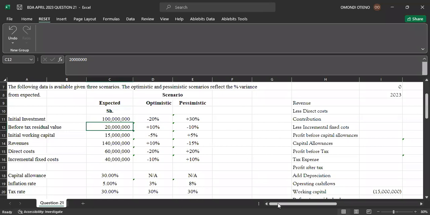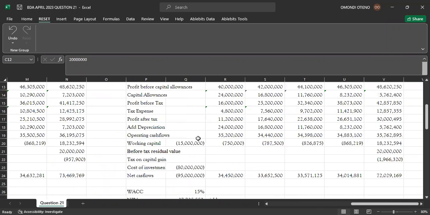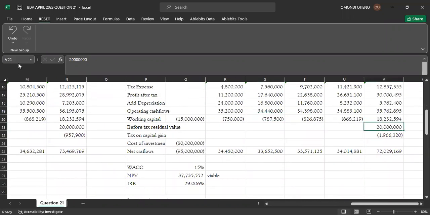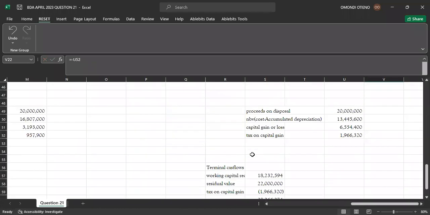So let me come to that place where I was inserting the before tax residual value. Before tax residual value, it was 20, but I'm told it is going to increase by 10%, 1.1. It is increasing by 10%. Then I come down here, remember, down where I was getting the capital gain or loss.